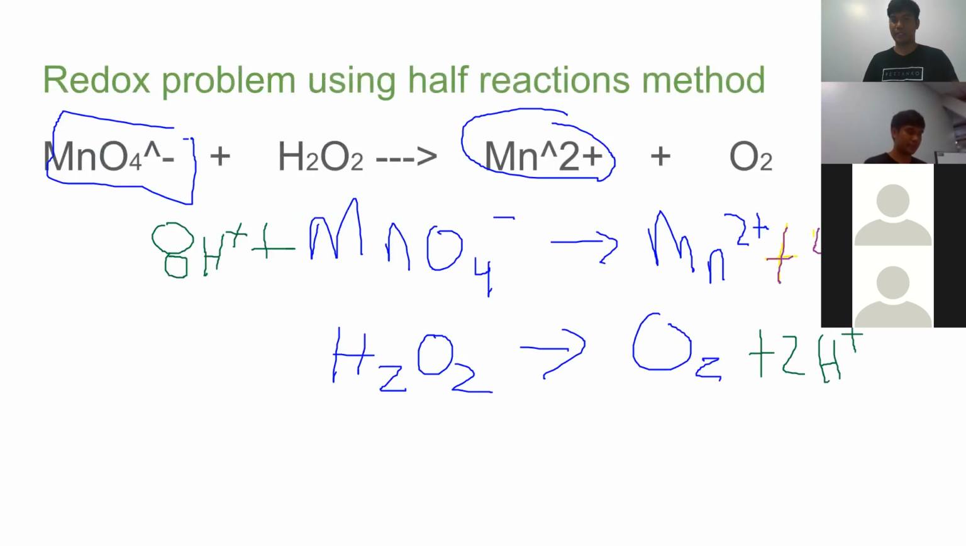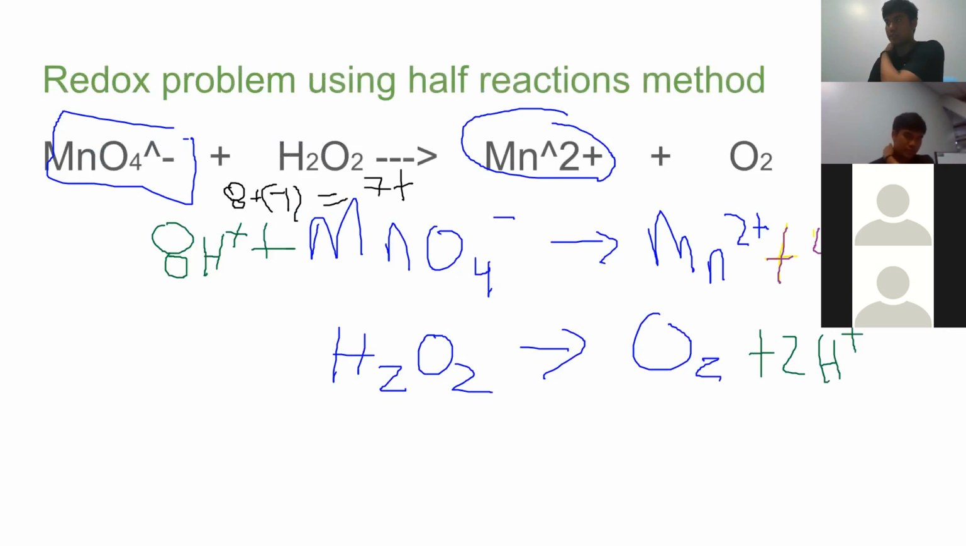Now then, after balancing out the hydrogens, we have to balance out charges by adding electrons. How that works is we have to add electrons to the more positive side. So if we think about this, we have 8 hydrogens over here, which all have a +1 charge, and we only have 1 permanganate over here with a negative charge. So it's +8 minus 1, which is equal to +7. Positive 7.